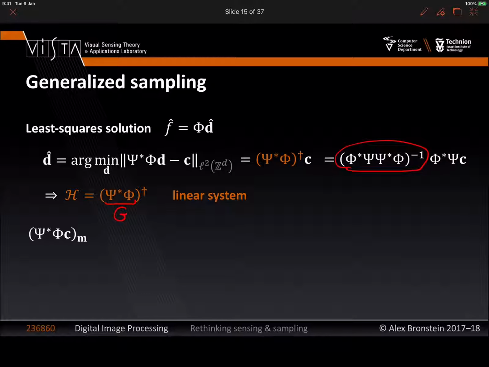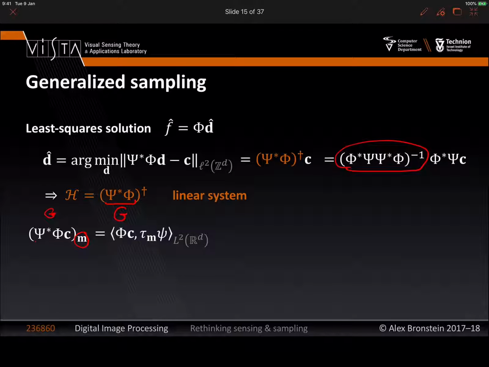Let's call this system G. So this is the action of the system G on the vector of coefficients C. And let's probe them at point M. This is a discrete domain system, of course, so M is an integer vector. Okay? Okay, so let's see what is happening.